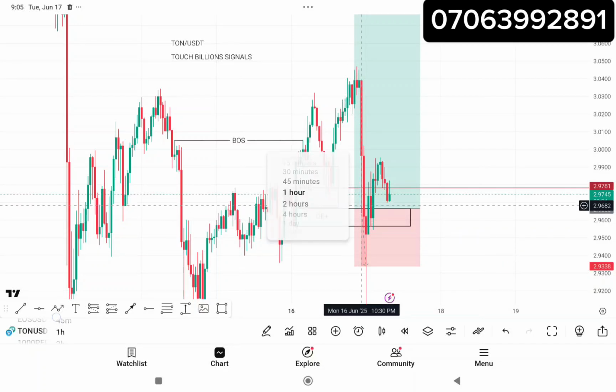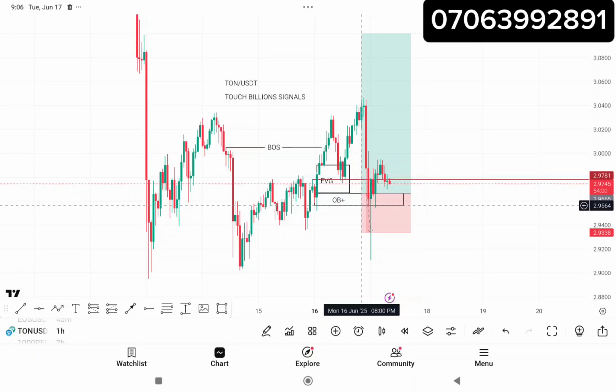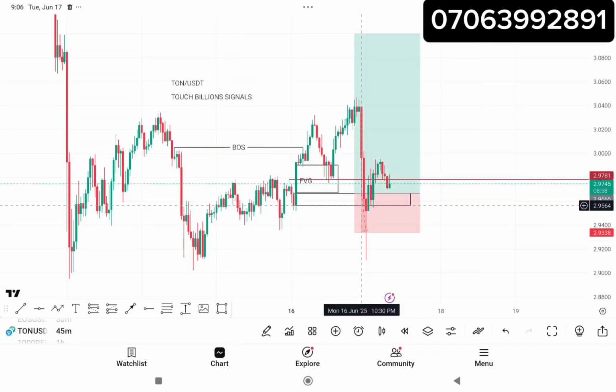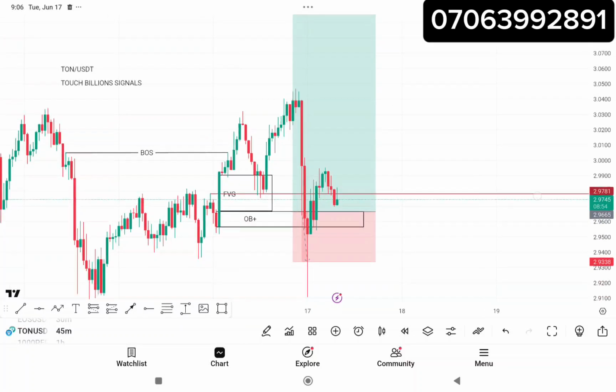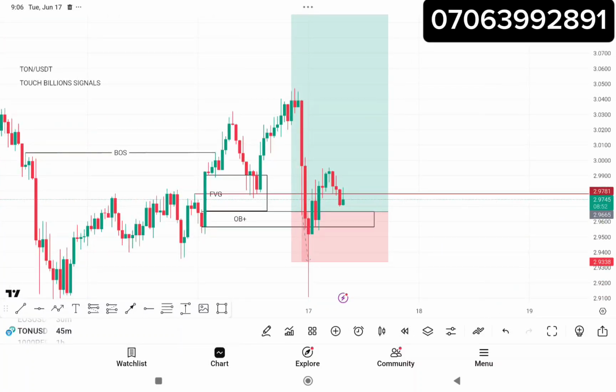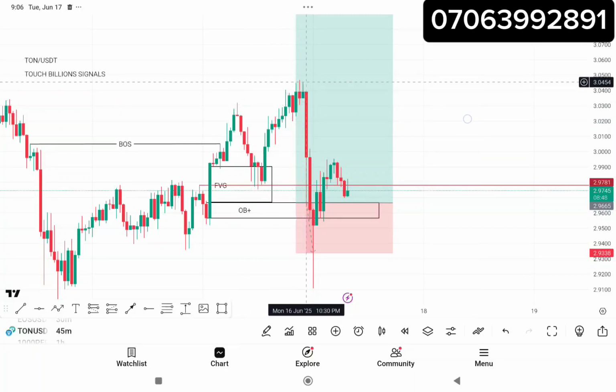Let me take this to the 1 hour time frame and see if I'll see something much better. Okay, let's go to the 45 minutes time frame. There it is. Let me expand this very clearly so you can see that. The market went all the way up, broke a structure, and came to this point here.